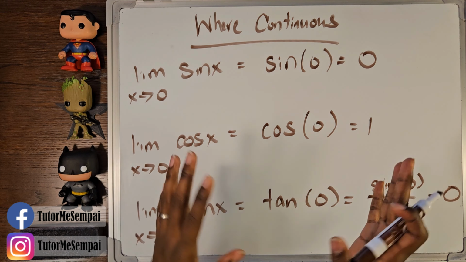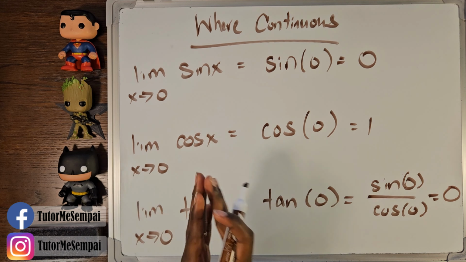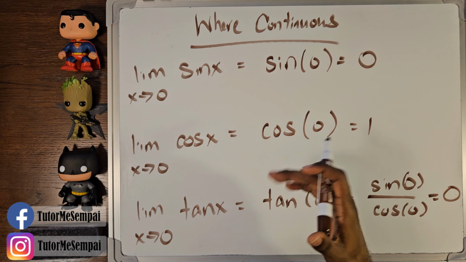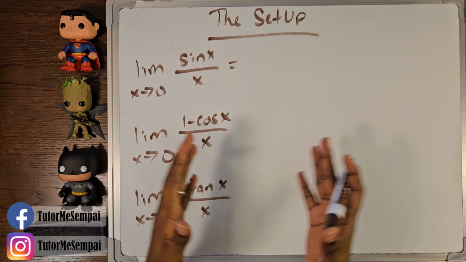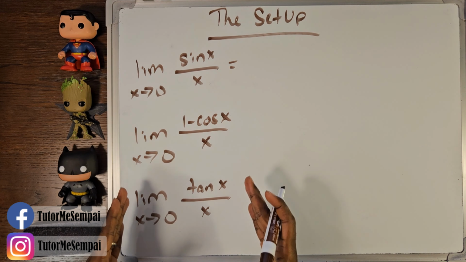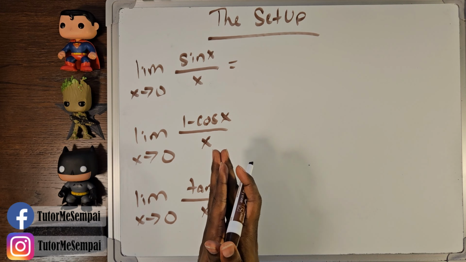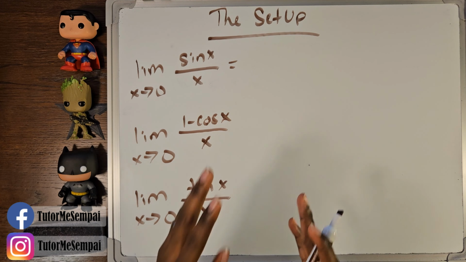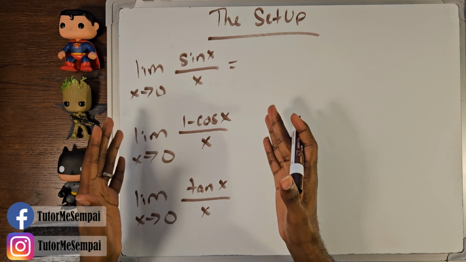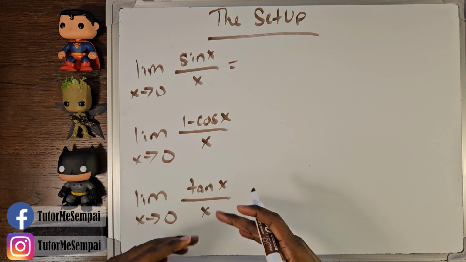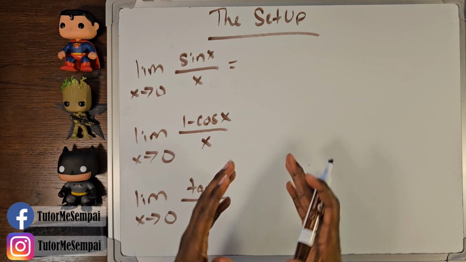So now that we've covered these basic trig functions, let's move on to our next section where we start setting up some fairly interesting shortcuts. I call this section the setup because each of these 3 limits is going to be the building block for 3 shortcuts that we'll be talking about in our next section. However, we don't know what these limits are. So we need to find these limits before we can start setting up those shortcuts for us.